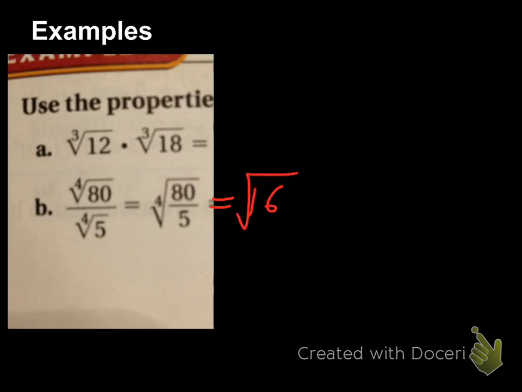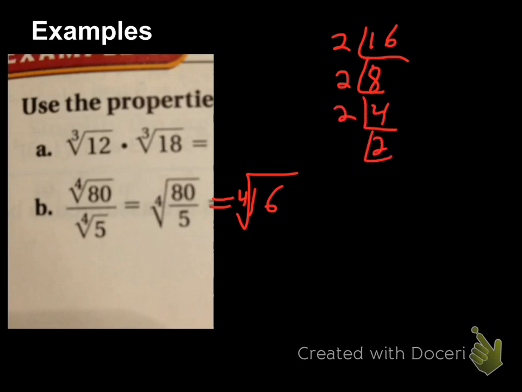Okay. So then we have the fourth root of 16. What is the fourth root of 16? Nope. Fourth root of 16 is 2, right? Because if I break down 16, I've got 2, 2, 2, 2, 1. So that is the fourth root of 16. I'm looking for groups of 4 of anything. I've got a set of 4 2s, so that's just going to be 2.